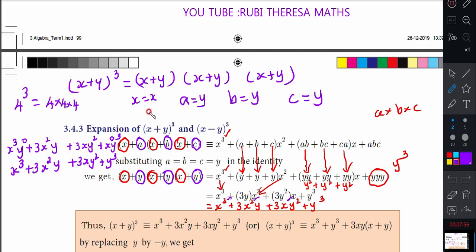So you can write for this a plus b the whole cube. A plus b the whole cube means what? In the place of x you have to write a. In the place of y you have to write b. Understand? You see, a cube plus 3a squared b plus 3ab squared plus b cube. Depends on the problem, you can change this variable.